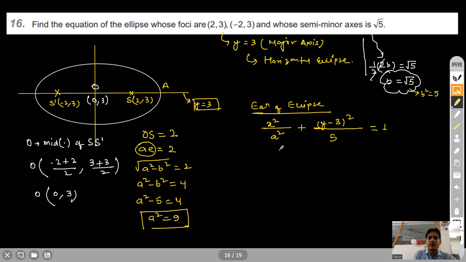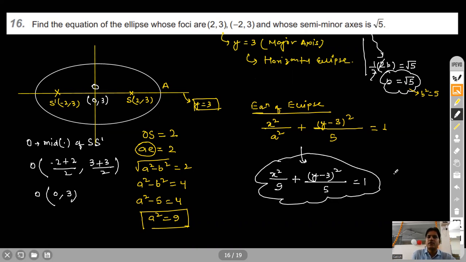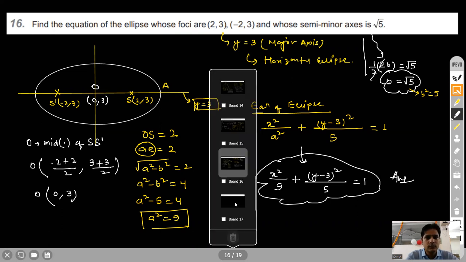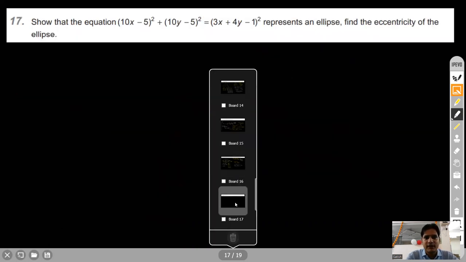5 plus 4 is 9. So finally, our equation of the ellipse becomes x square upon a square, that is 9, plus (y minus 3) whole square upon b square, that is 5, equal to 1. So this will be our equation of the ellipse. Now again, if you want to expand, open the squares and expand it. It's up to you. So yeah, we are done with this question.